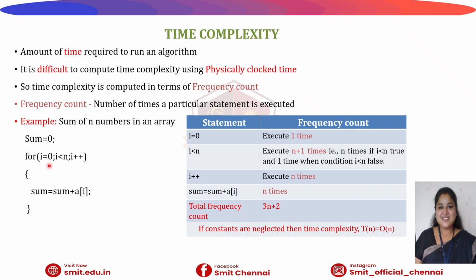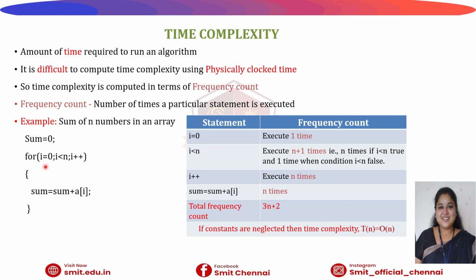For i = 0: i = 0 will run only one time. Then i < n: after 0, it will run up to n times, so we have to check i < n. Here the execution count is n plus 1 times, n for the true cases and 1 for the false case. i < n is true for n times, and when i is no longer less than n, it runs for one time. So it will take n plus 1 times. i++ will run for n times. This is a looping statement; it will keep on running up to n times.